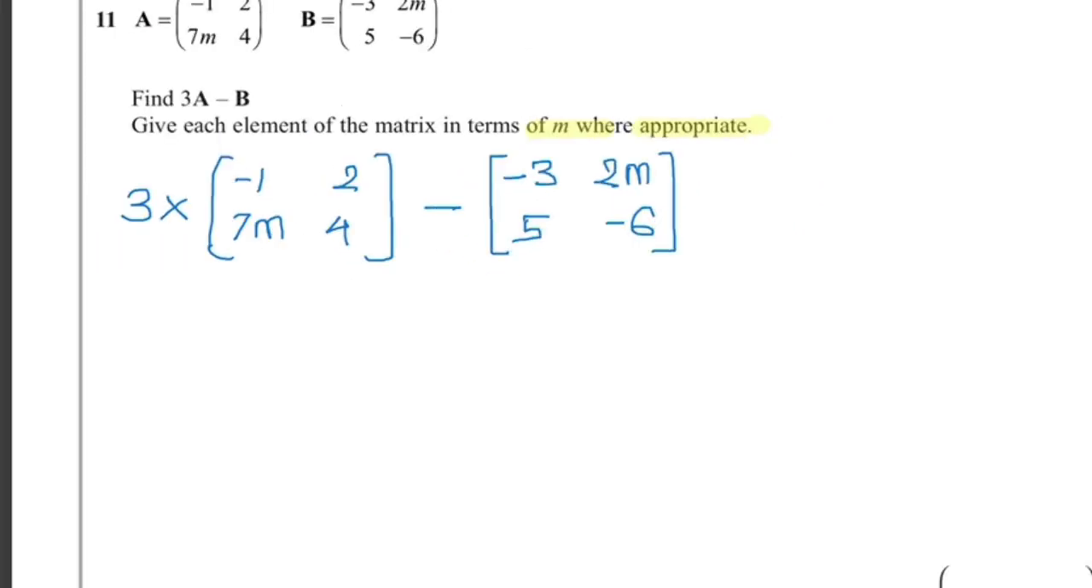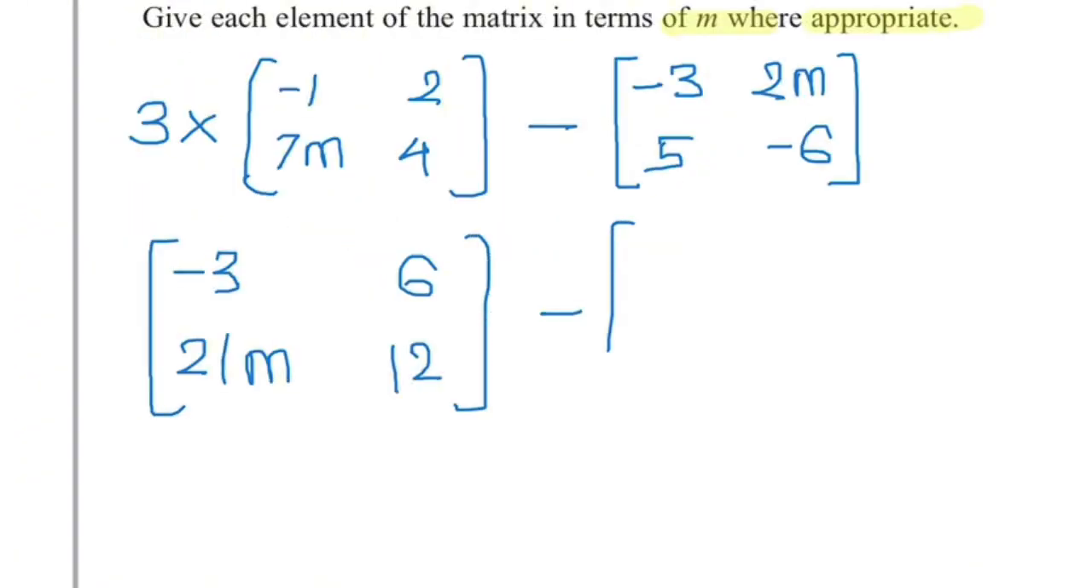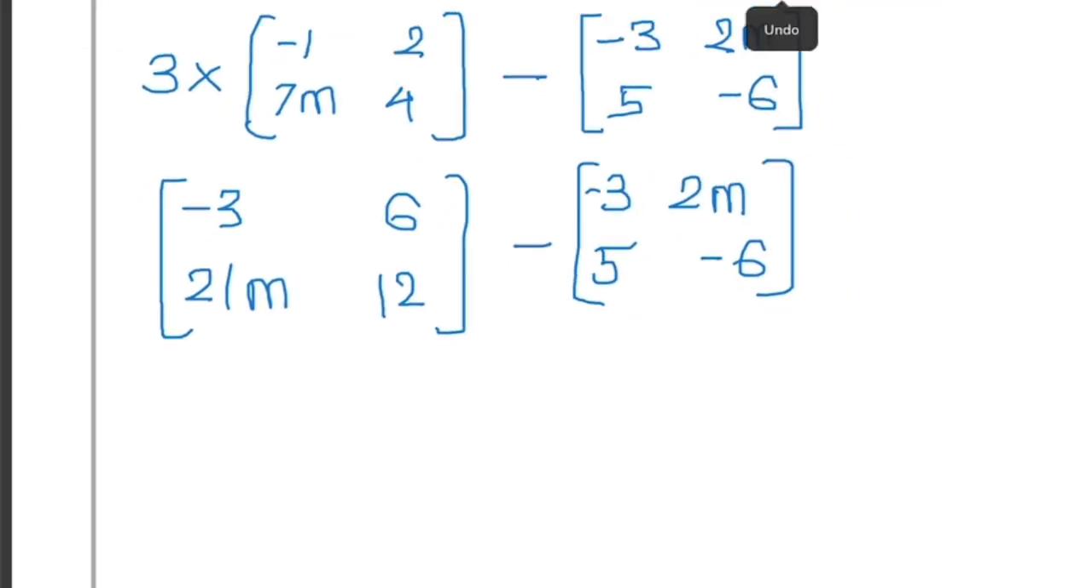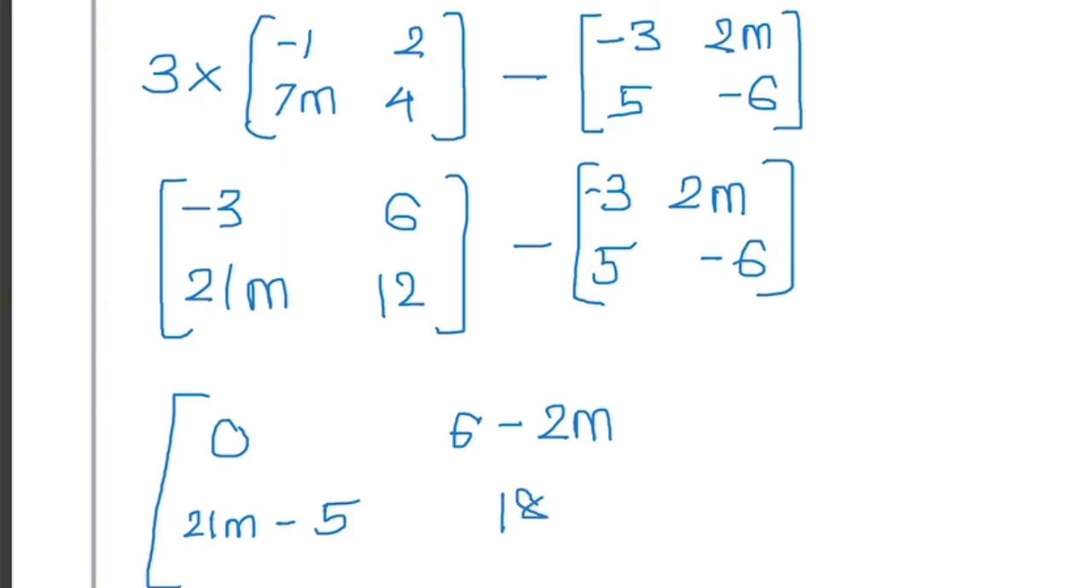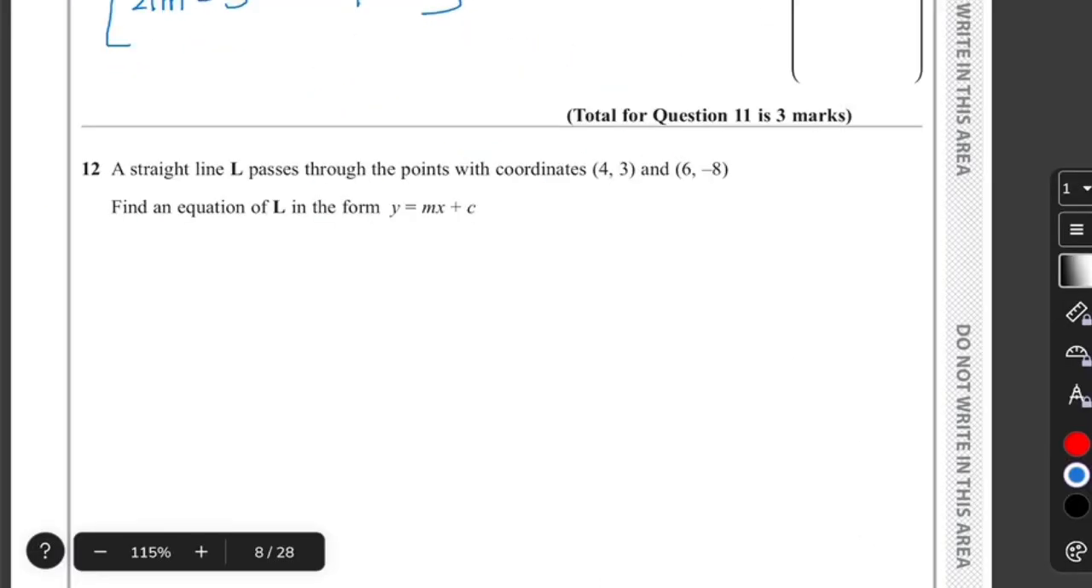Now let's multiply 3 with the matrix value of a. It's gonna give us minus the original value of b. Okay, now we're gonna subtract. So first matrix value will be 0. Then we got 6 minus 2m. 6 minus 2m. Then over here we have 21m minus 5. That's also an equation. 12 minus 6. That means the answer is 18 here. Perfect.